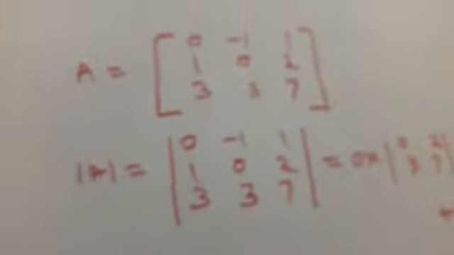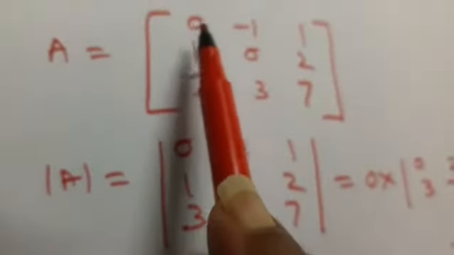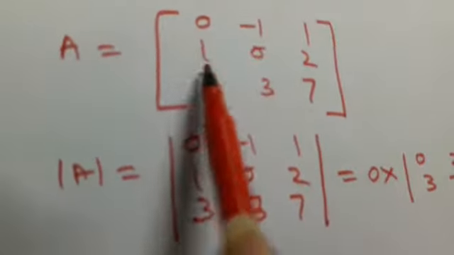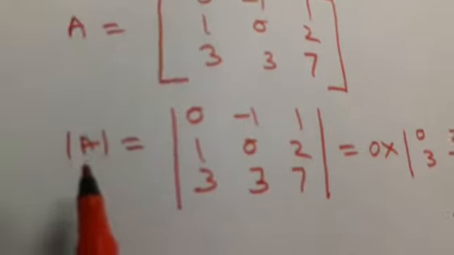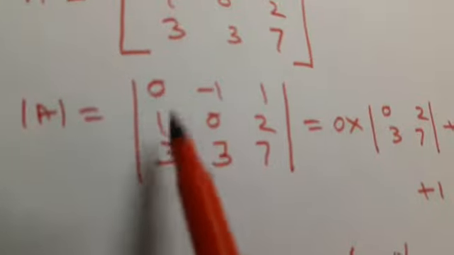If A is a square matrix, the elements of the matrix are 0, -1, 1, 1, 0, 2 and 3, 3, 7. Then at first we calculate the determinant of A, using the general expansion of the determinant.